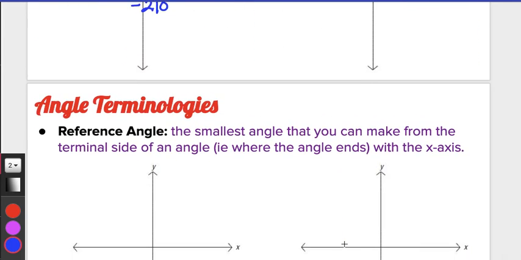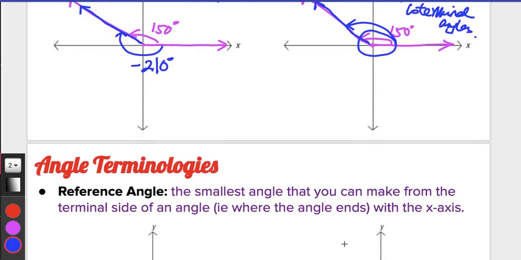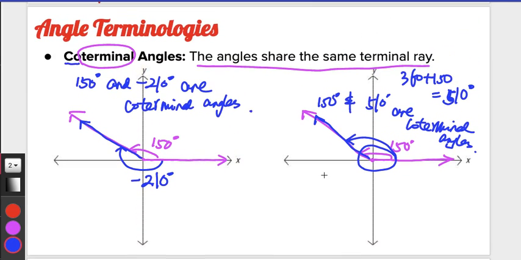The next idea we are going to touch on is the reference angle, and I'm going to introduce this new idea in a new video.